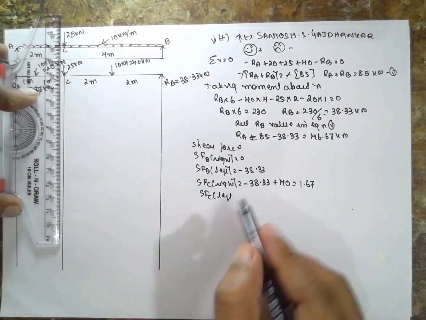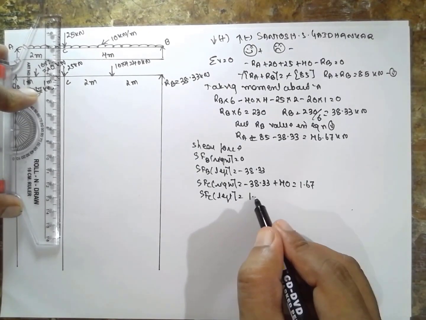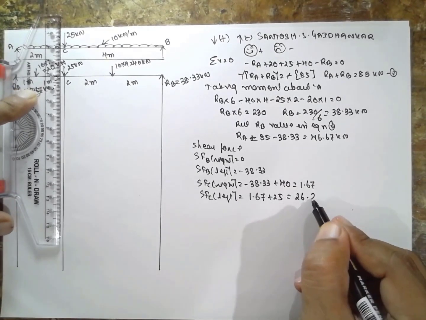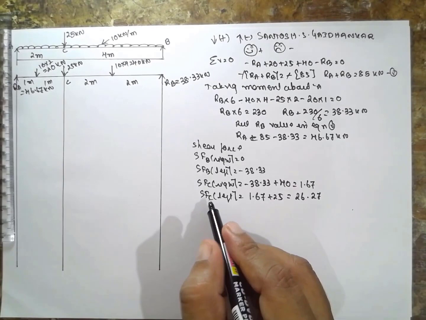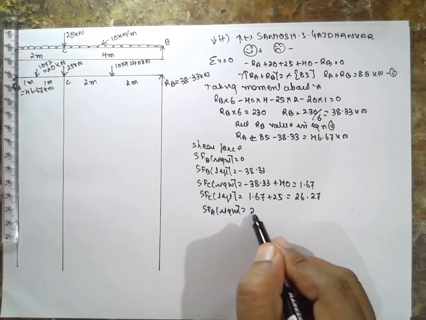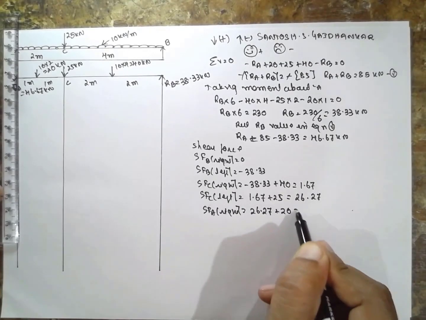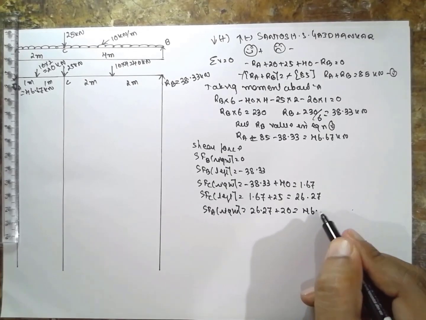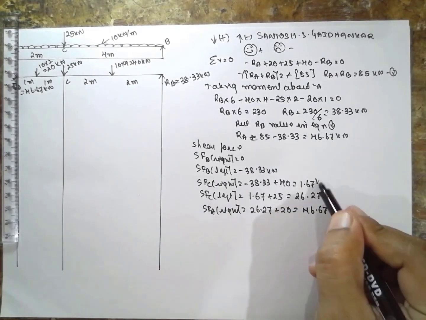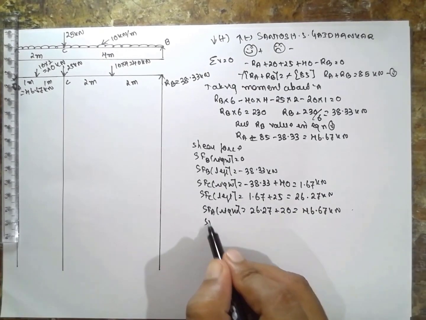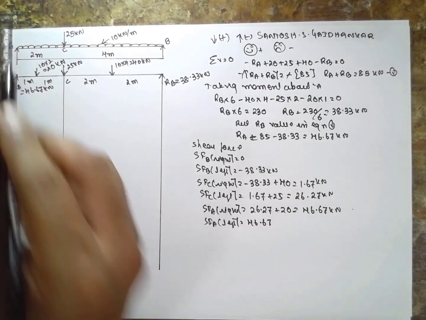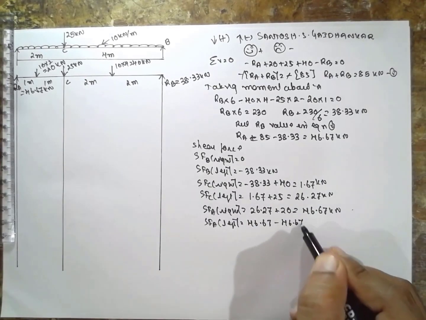On the left side of this arrow, SF at C is 1.67 plus 25, which is 26.67. Next at A, SF at A, right side, is 26.67 plus 20. The answer is 46.67 kilonewton. Everything is in kilonewton here. SF at A on the left is 46.67 minus 46.67, which is nothing but 0.